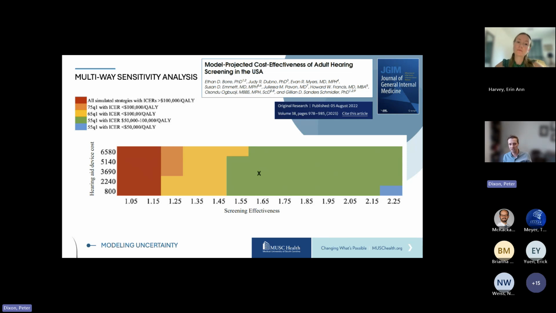And you can see based on this, which is just showing us which of these strategies met the cost effectiveness willingness to pay threshold. You can see that as we vary the screening effectiveness, it did change at what threshold of screening frequency we consider cost effective, whereas the hearing aid device costs didn't seem to make too much of a difference with a few small examples. Okay. And then this is the interaction between those two things. And so you do this for a lot of different pairs of parameters as well.